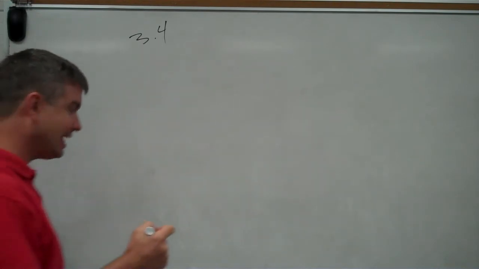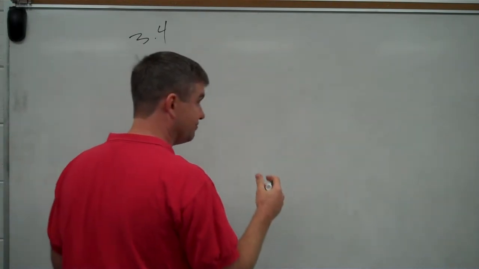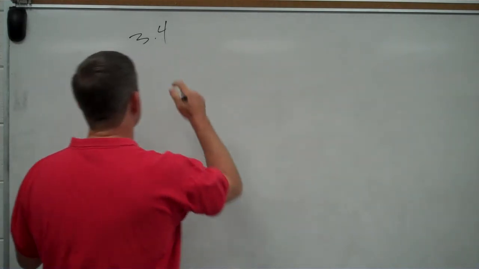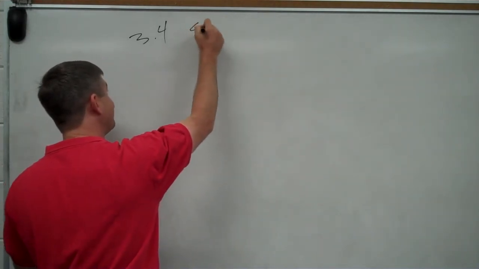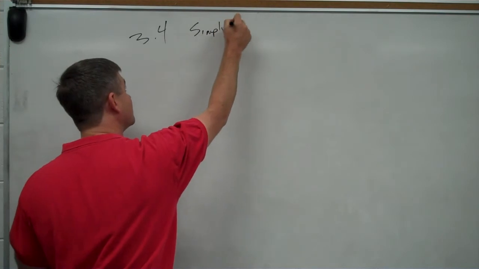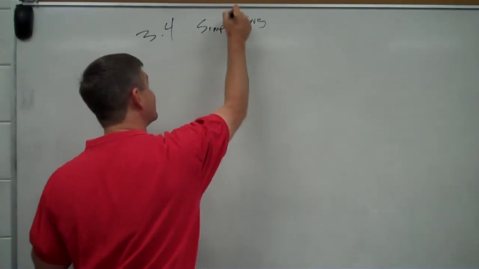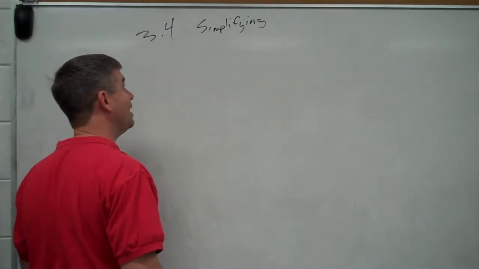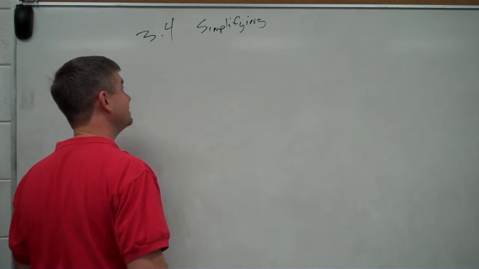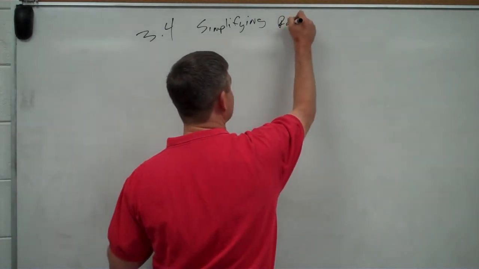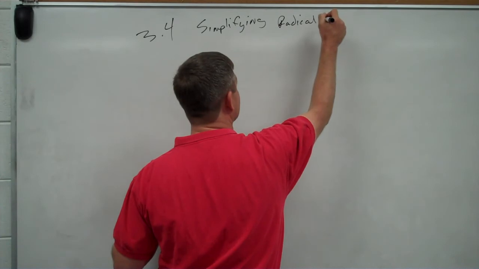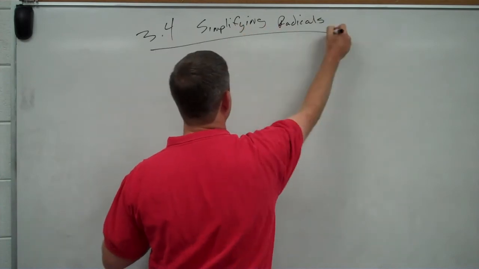This is section 3.4. We are in the middle of the last algebra chapter in our book for Accelerated Math 1. 3.4 is simplifying... is that right? Simplifying? Is there a Y in there? Yeah. Radical. We'll just say simplifying radicals.